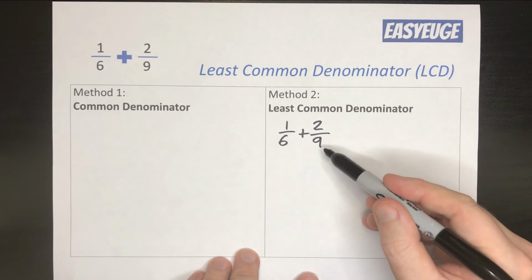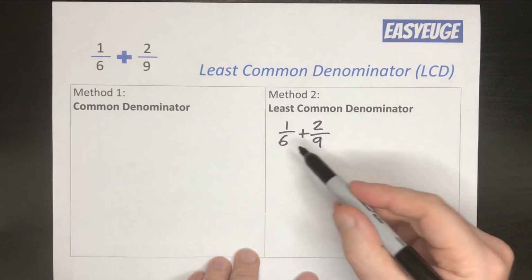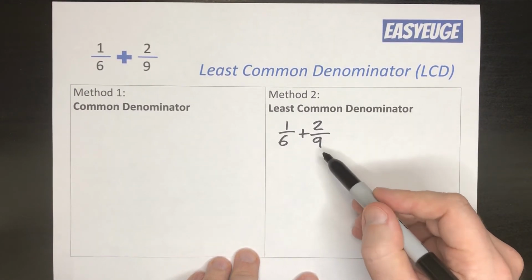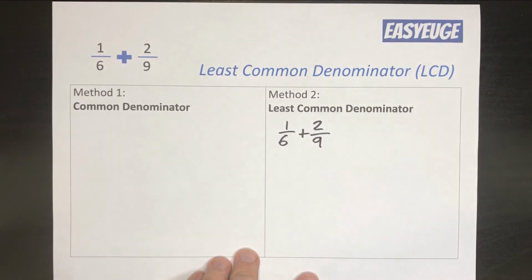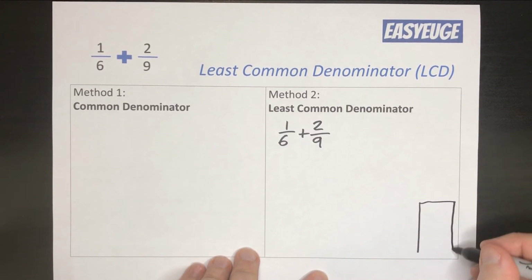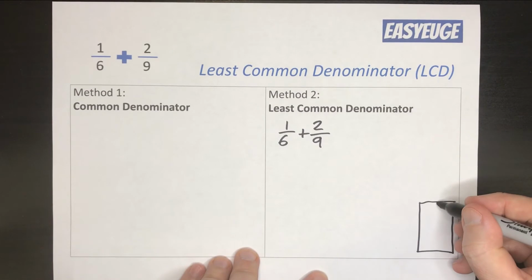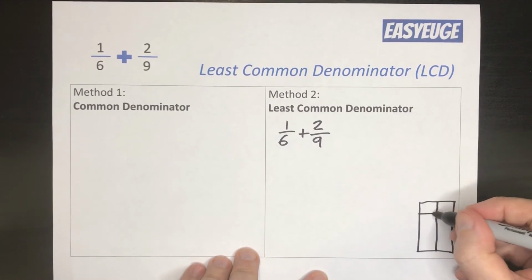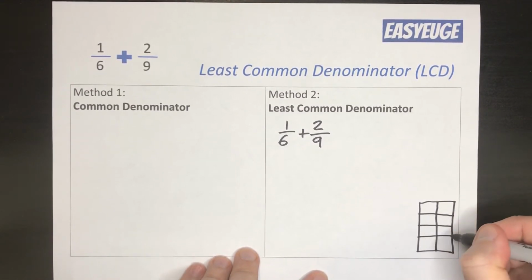So there's nothing immediately jumping out at me. 6 isn't a multiple of 9. 9's not a multiple of 6. So what should we do next? So I'd like to show you, if you just draw a little table on the side, okay, with a line down the middle and some boxes.